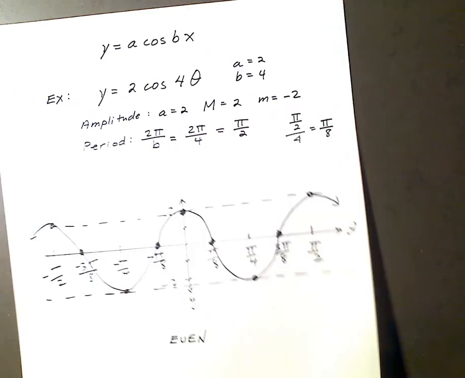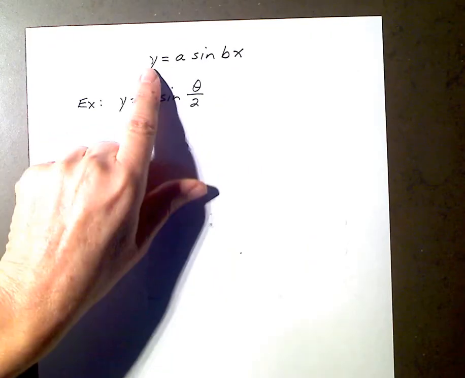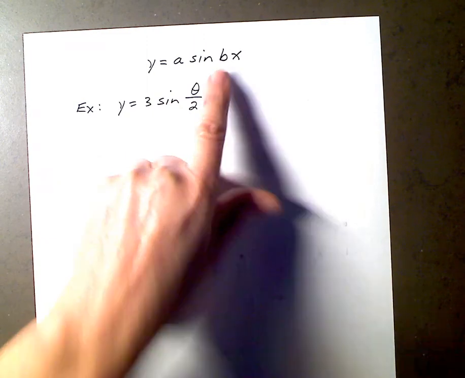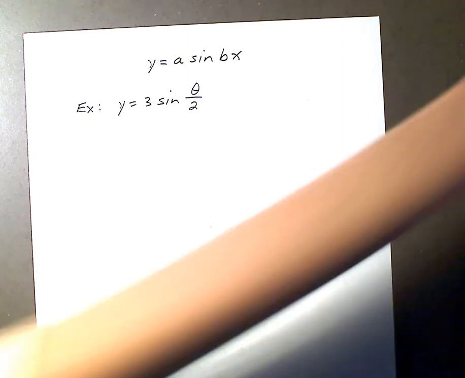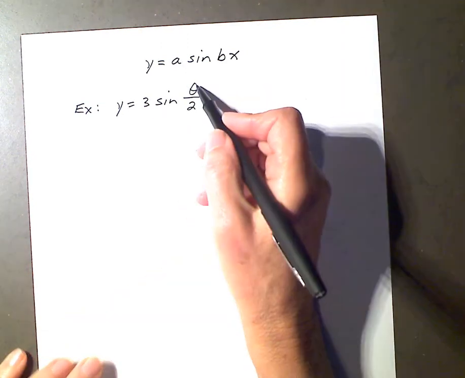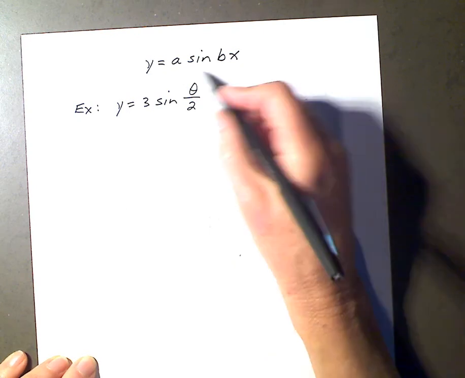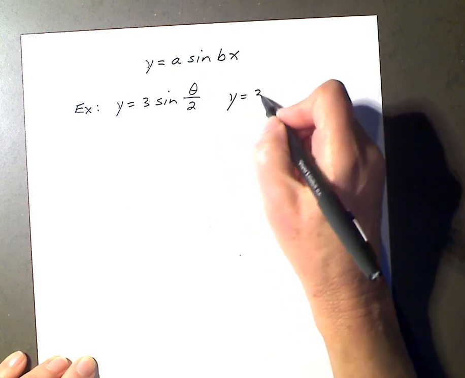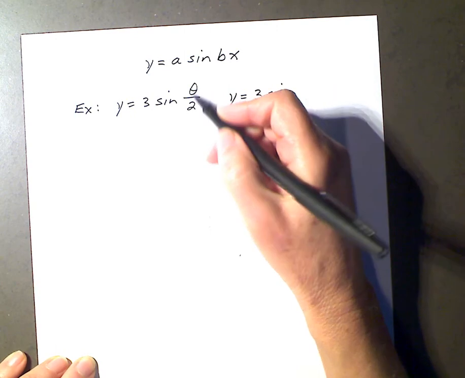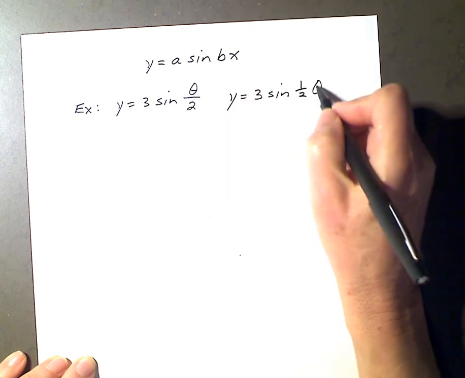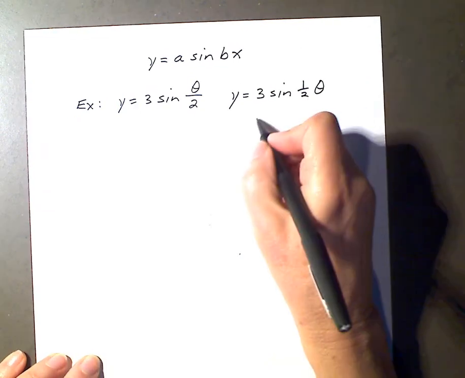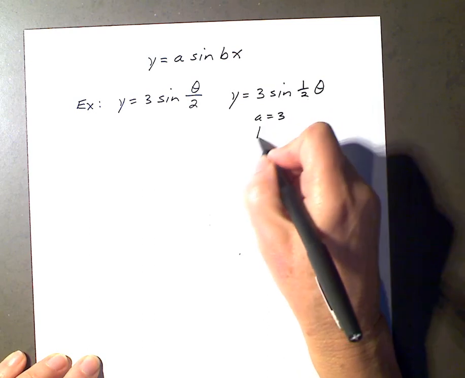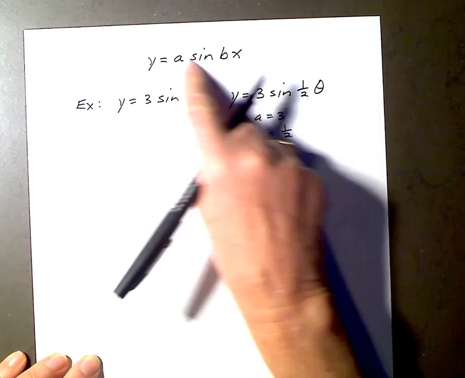Okay, so then the second one I want to show you is also just going to use y equals a and the b, but I'm going to do a sine function, and this one is going to be y equals 3 times the sine of theta over 2. So I'm going to write that in a form that might look a little bit easier for you to see the a and the b. Theta divided by 2 is 1/2 theta. So now I can see in this function that the a value is 3 and b is 1/2 from this form.